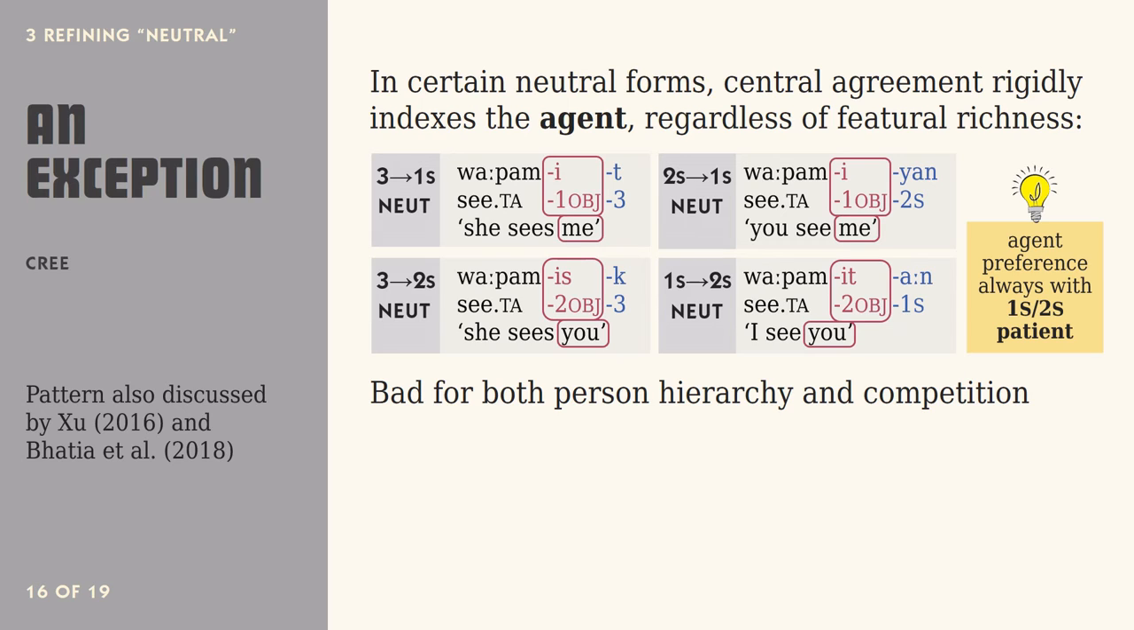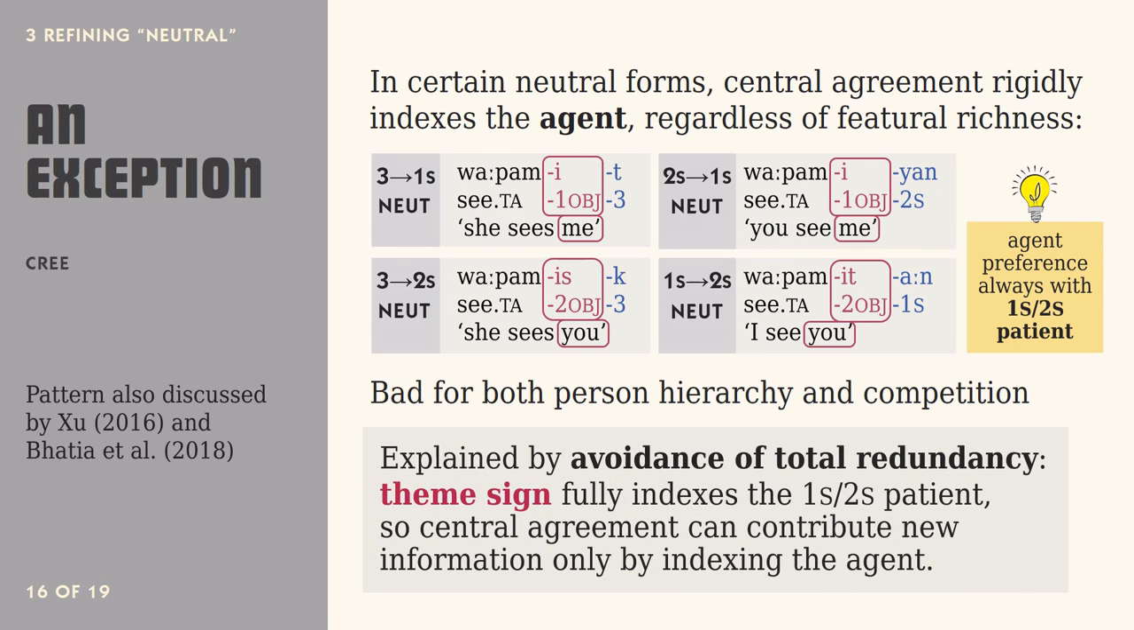The theme sign tells us the person of the patient, and when the patient is singular, its person is the only feature that needs to be expressed. This wouldn't be the case for plural patients, since the theme sign doesn't express number, but it is the case for singular patients. This gives us a way to explain why it's these particular forms in which the central agreement unexpectedly shows a preference to index the agent.